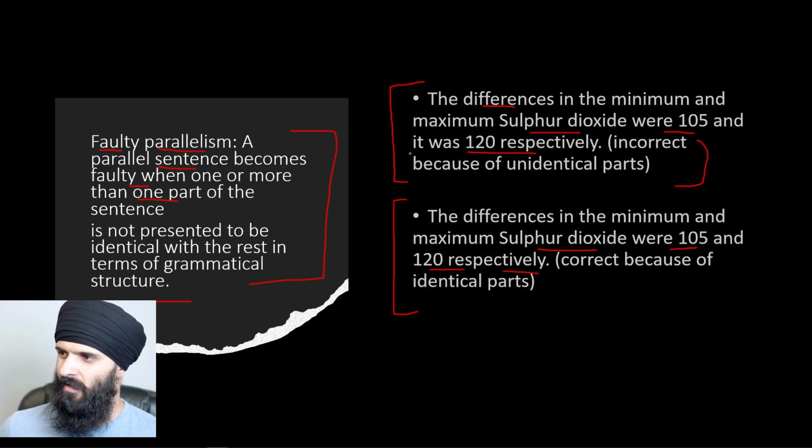Now, here's the thing. This bit here, that's incorrect. That shouldn't be there. What do you mean it was? We haven't referred to anything other than sulfur dioxide and min and max here. So that shouldn't be there. Just go straight from 105 and 120 respectively. That's the correct way to write this. So remember, don't make this mistake, because if you do, you lose points. Let's move on to the next one here.